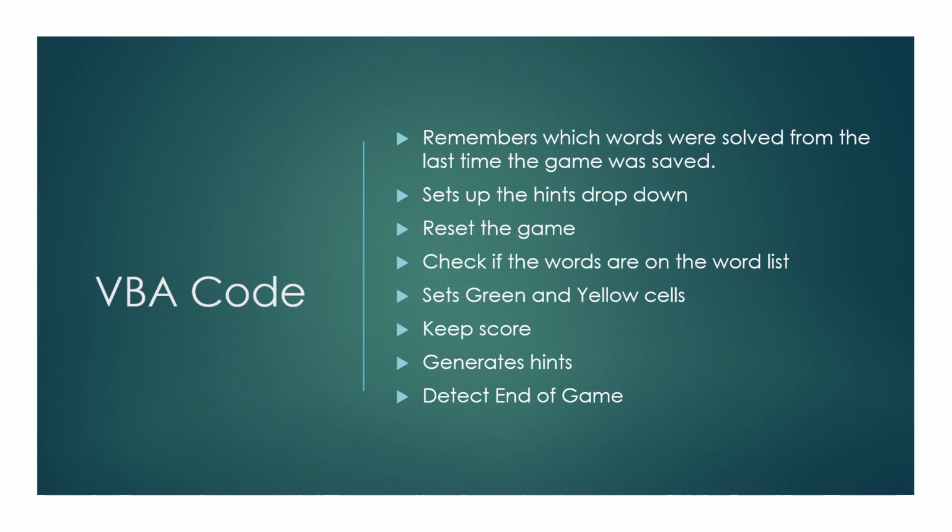The VBA code does many things. It remembers which words were solved from the last time the game was played. Whenever the spreadsheet gets saved, it will keep track of that from one time to the next. It sets up the hints drop-down, resets the game, checks if the words are on the word list, it sets the green and yellow cells telling you which letters have been matched to which words, it keeps the score, it generates hints, and detects the end of the game. And we'll go through each of those things in the following slides.